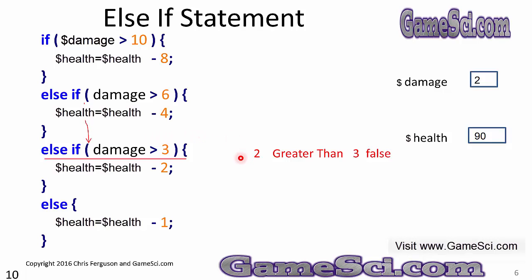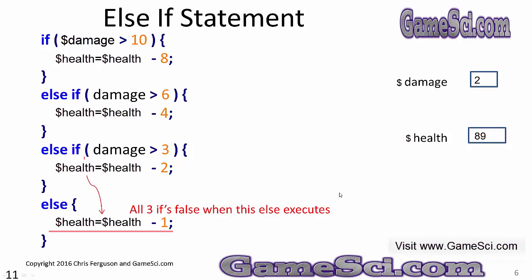Damage greater than 3, 2 greater than 3 is still a false statement. As a false statement, I will jump to the else. I jump to the else that is attached to this if. See that if? The closest else is that one. I'm jumping to its else, and I will jump to this else and execute health equals health minus 1. You can see my 90 changed to 89.